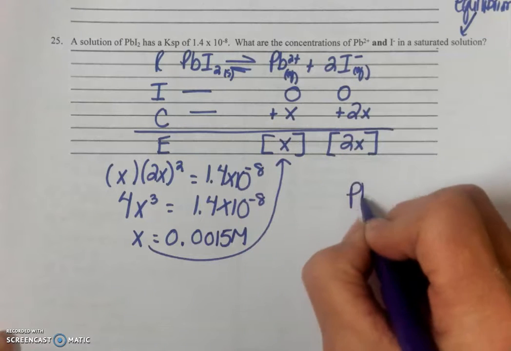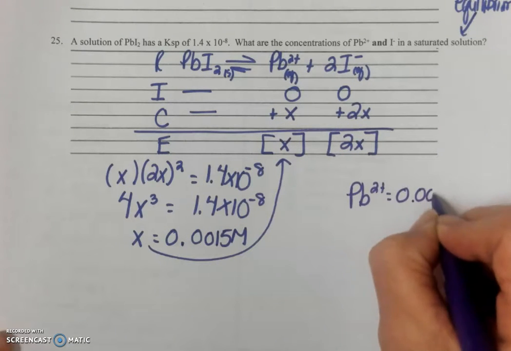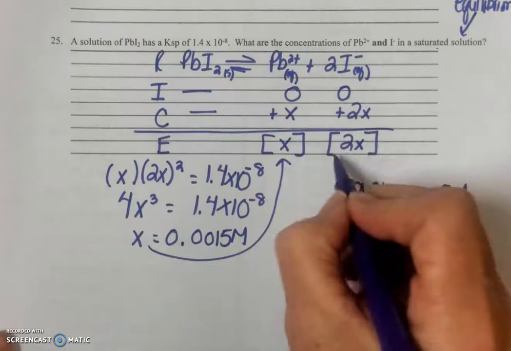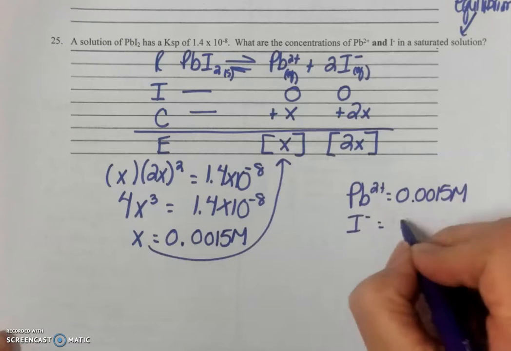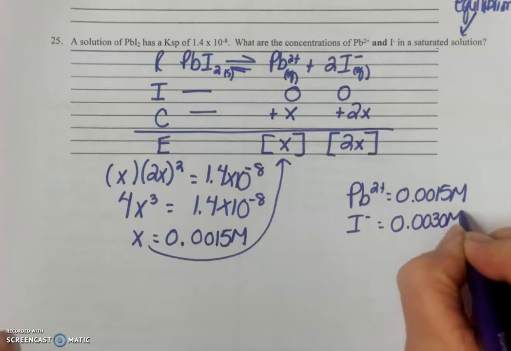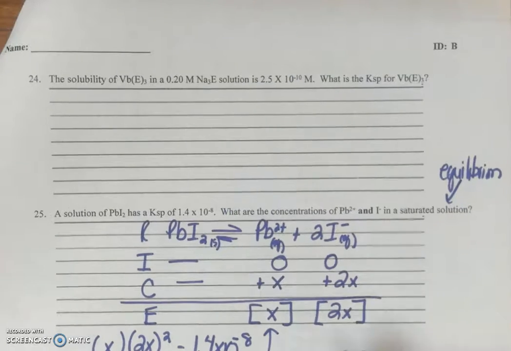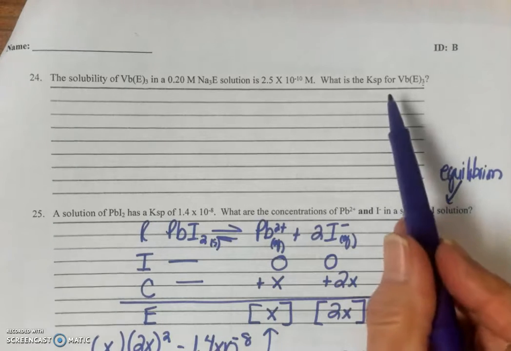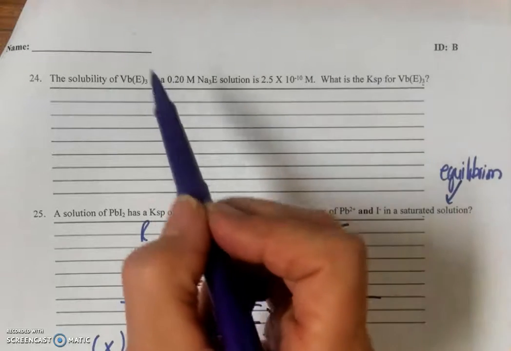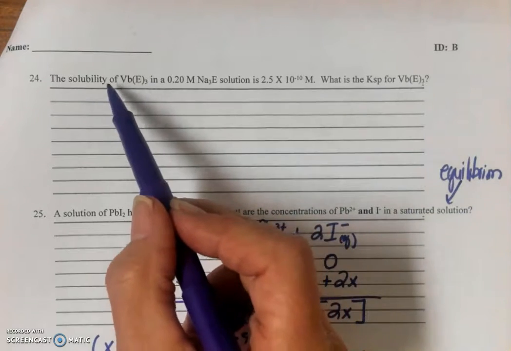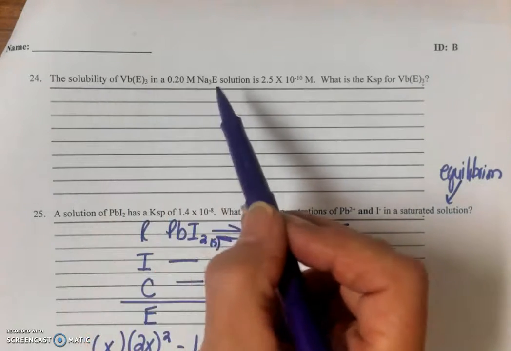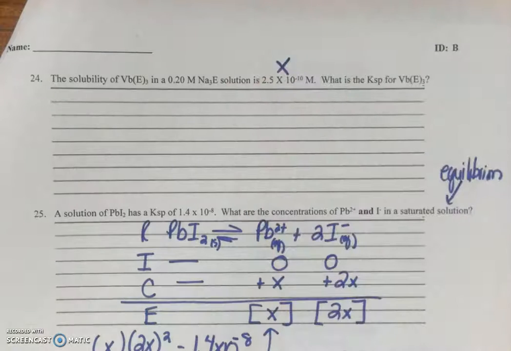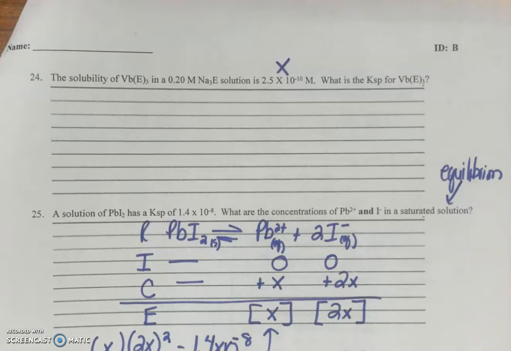That means that lead is automatically 0.0015 molar, and I is 2 times that, or 0.0030 molar. All right, so this next problem is going to be a slightly different twist. Now they want to know what Ksp is. They're asking for Ksp, and what are they giving us? They're giving us X. This is the solubility of this. This is X. So if I want to find Ksp, I can solve for Ksp in terms of X and substitute. Super easy. So let's do that.